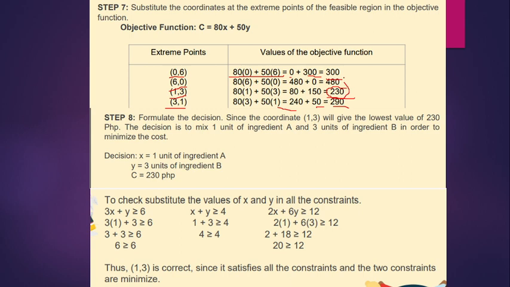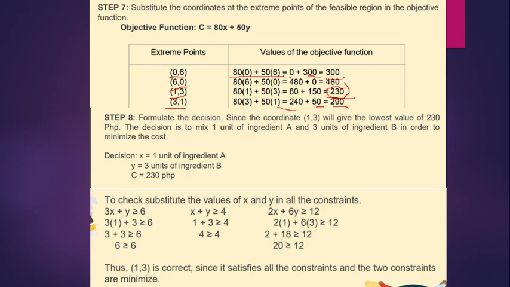So the resulting part are 230, obtained at the minimum value, so 1 and 3. That means the extreme point 1 and 3 obtained the minimum value, which is 230. So the decision is we need to mix 1 unit of ingredient A and 3 units of ingredient B.